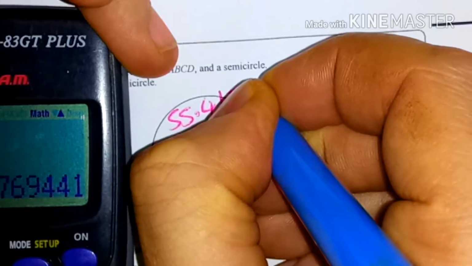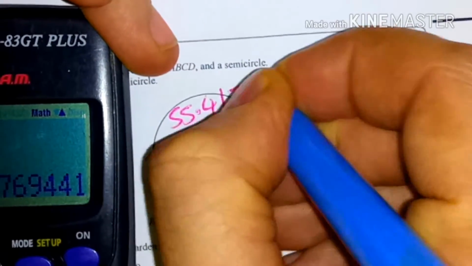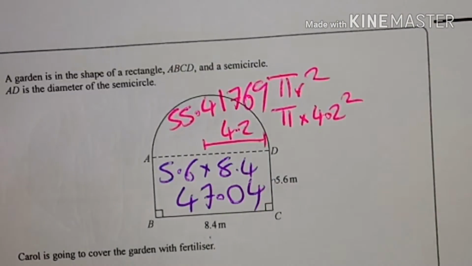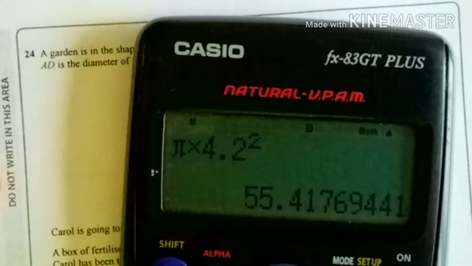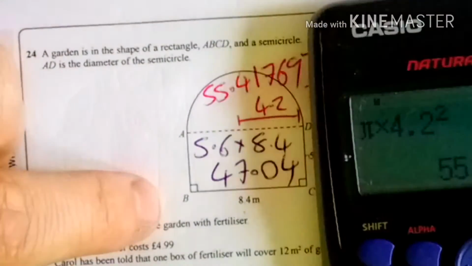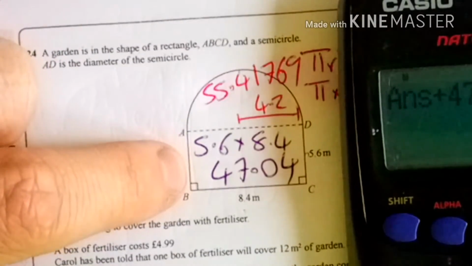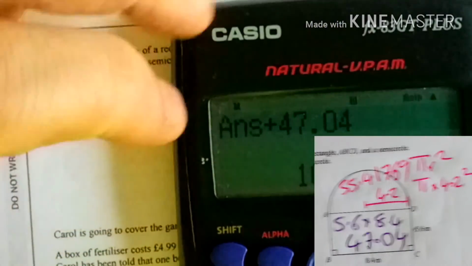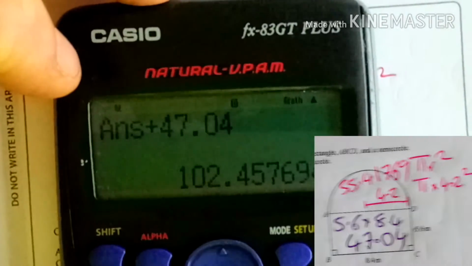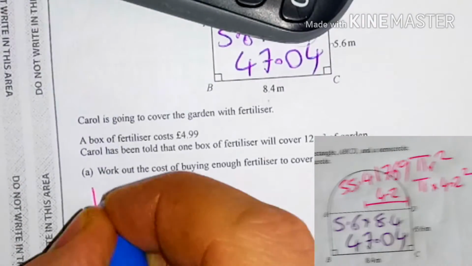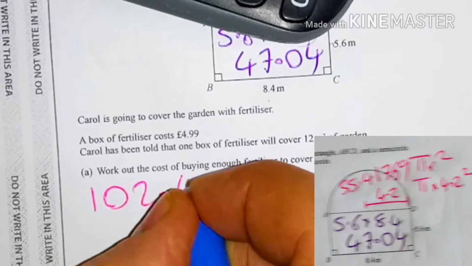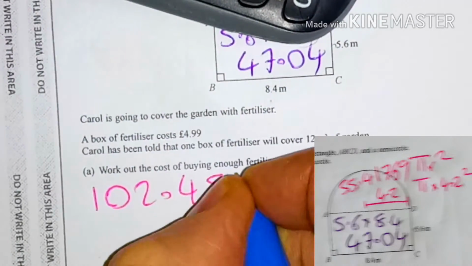5.41769. And that's 5. Okay, add them together. I'm keeping this answer in my calculator. So 5.41 plus 47.04, which gives me 102.4. I'll write it down here: 102.457.